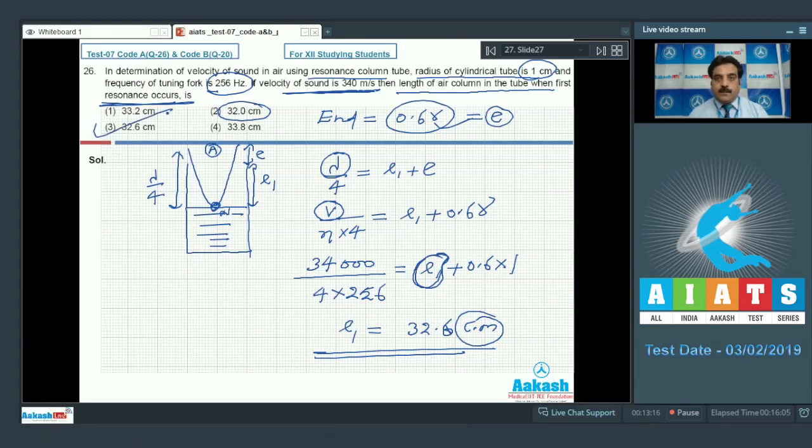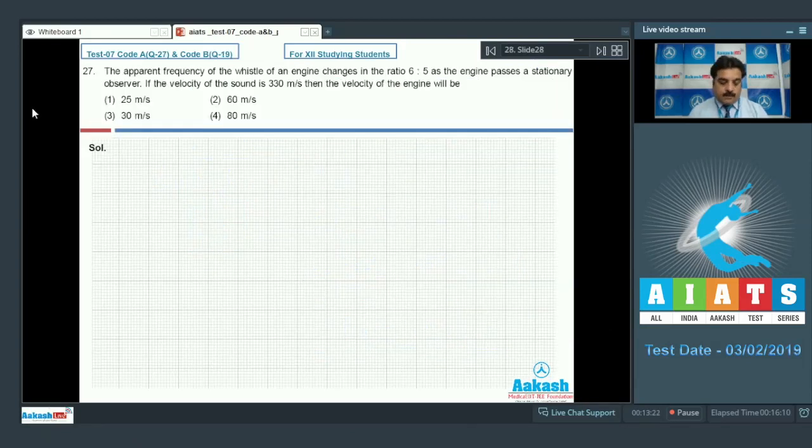So let's move on to question number 27. In question number 27, the apparent frequency of the whistle of an engine changes in the ratio 6/5 as the engine passes a stationary observer, meaning first the engine will go very close to the observer and after that it will pass. If the velocity of sound is 330, then the velocity of the engine will be?